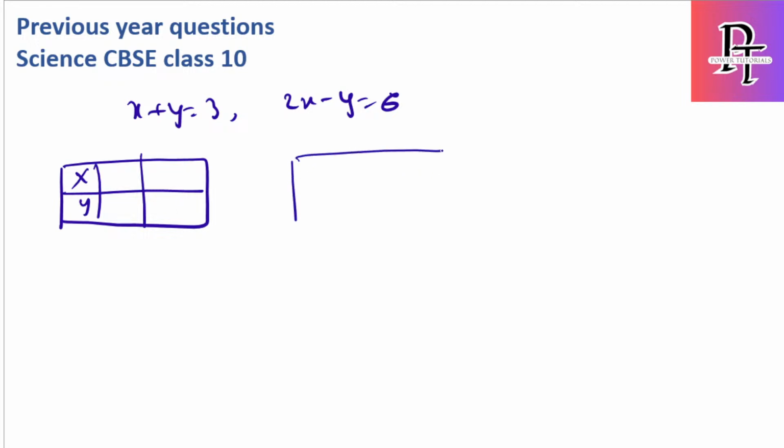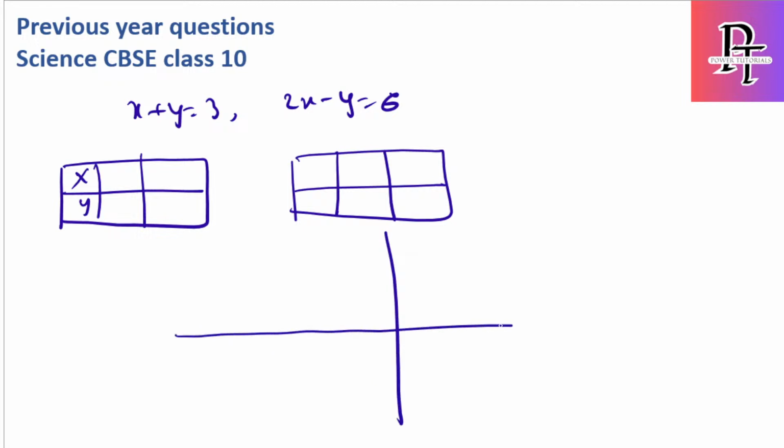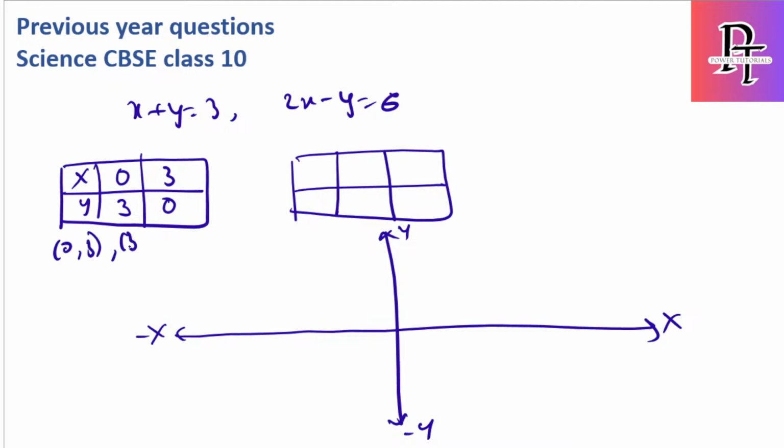The same way for this equation also we need to get 2 points, and then we have to take a graph sheet, because every graph sheet we have two axes, x and y. Suppose this is x, this will be minus x, this will be plus y, and this will be minus y. So if I take x as 0 here, I will get y as 3, and if y is 0, I will get x as 3. So this is easy to draw. So the points are (0, 3) and (3, 0).